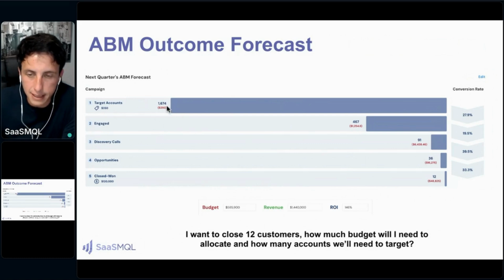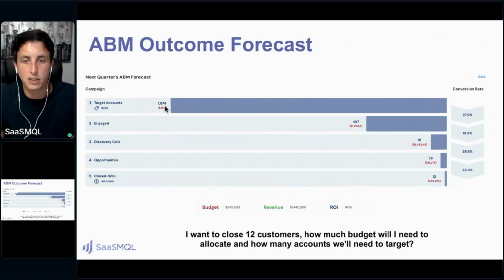And I need to target 1,600 accounts this time. So I need a larger list of target accounts for next quarter. But hopefully everything stays the same, or maybe we do even better, because again we became more efficient and optimized on the campaign. So we're hopefully going to hit higher conversion rates, and with this budget we should close more than 12 new customers, right? So this is a simple outcome forecast.